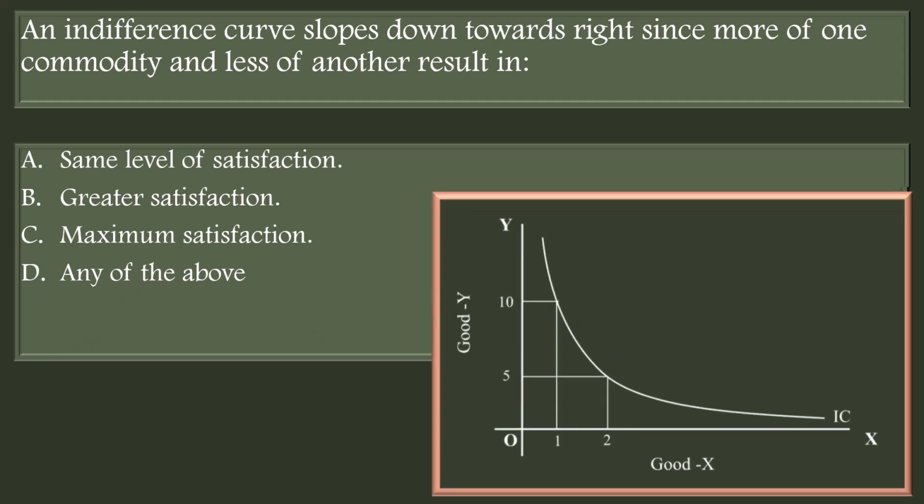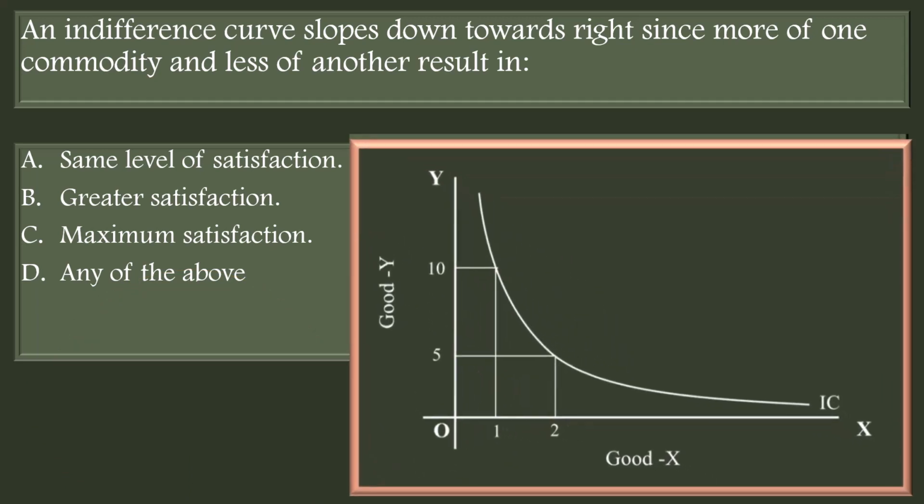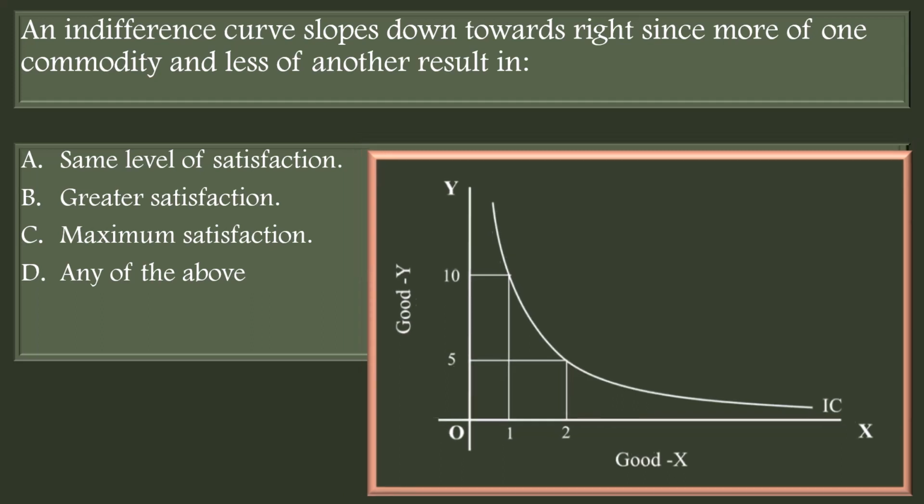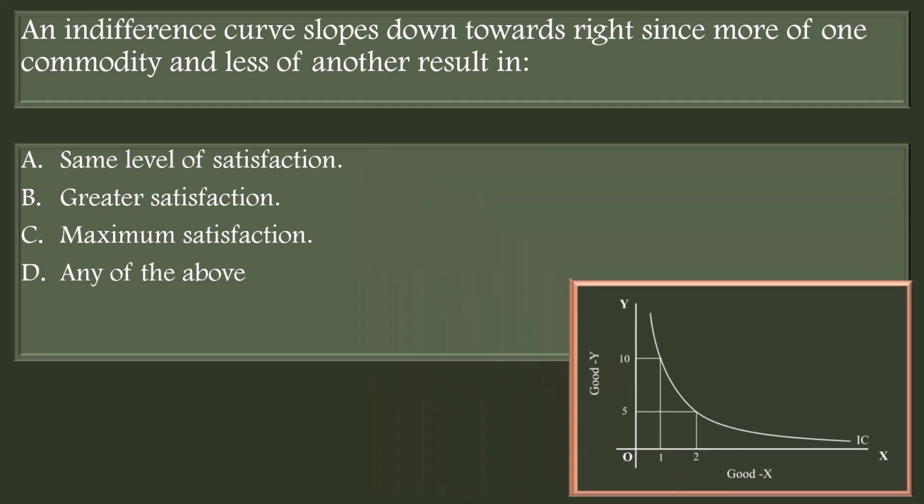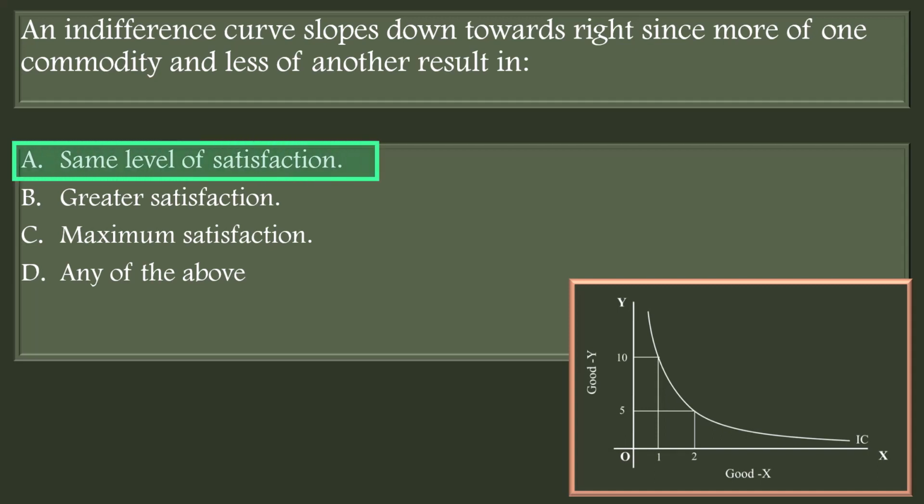Indifference curve slopes downward from left to right. Consumer gives up good Y and acquires good X. Loss of satisfaction due to reduction in the stock of Y is exactly compensated by gain in satisfaction due to increase in the stock of X. So, the total level of satisfaction remains at the same level. Option A is the correct answer.